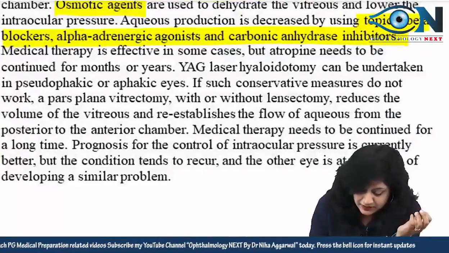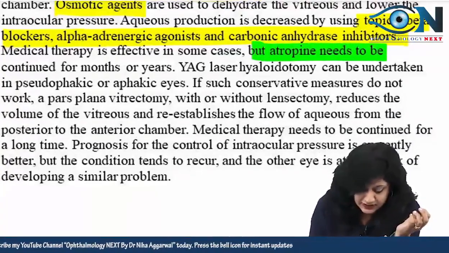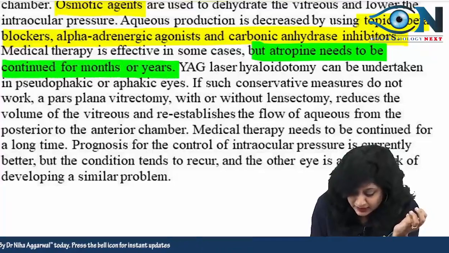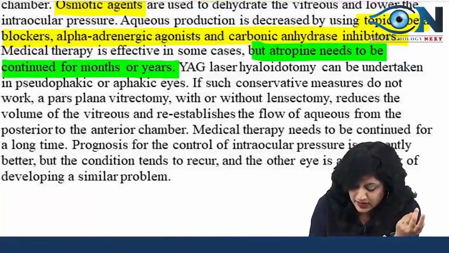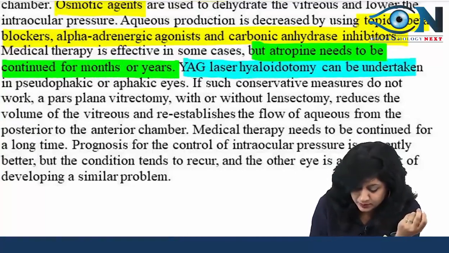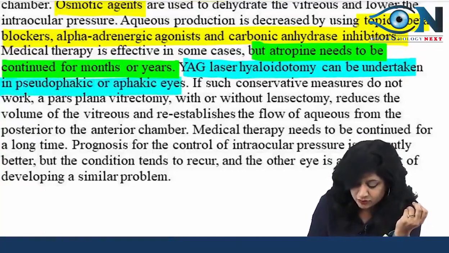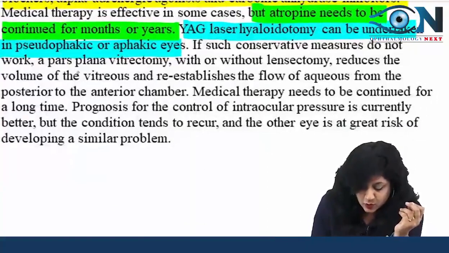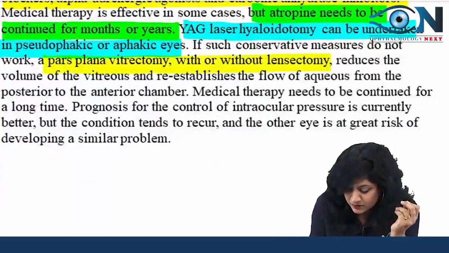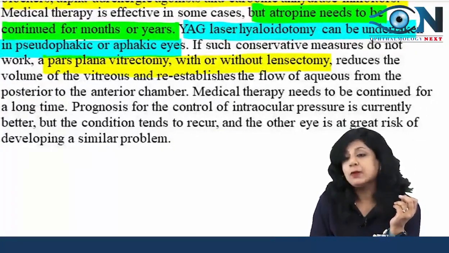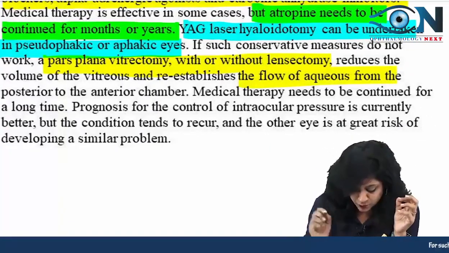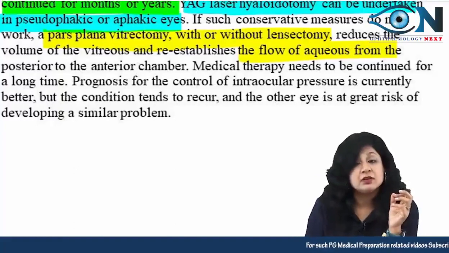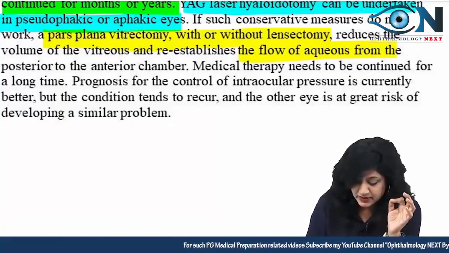Medical therapy is effective in some cases, but atropine needs to be continued for even months or years. Then if the patient has pseudophakic or aphakic eyes, you can do laser hyaloidotomy also. If such conservative measures do not work, you can go for a pars plana vitrectomy with or without lensectomy, because that will certainly decrease the vitreous volume and reestablish the flow of aqueous. Medical therapy needs to be continued for a very long time in these cases.